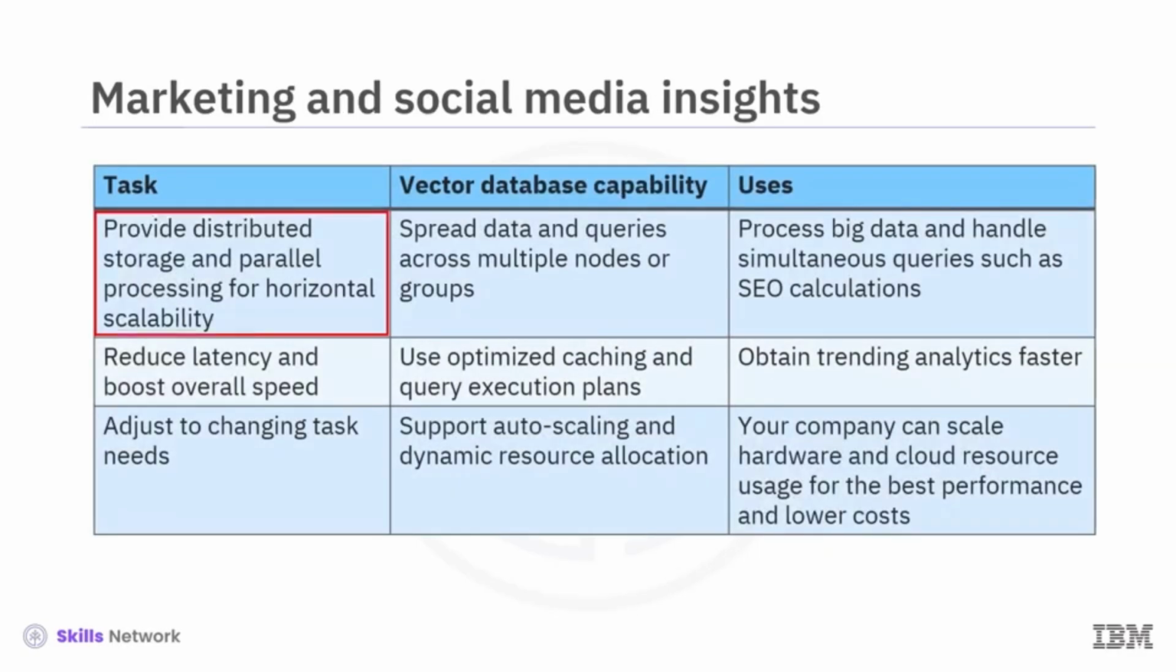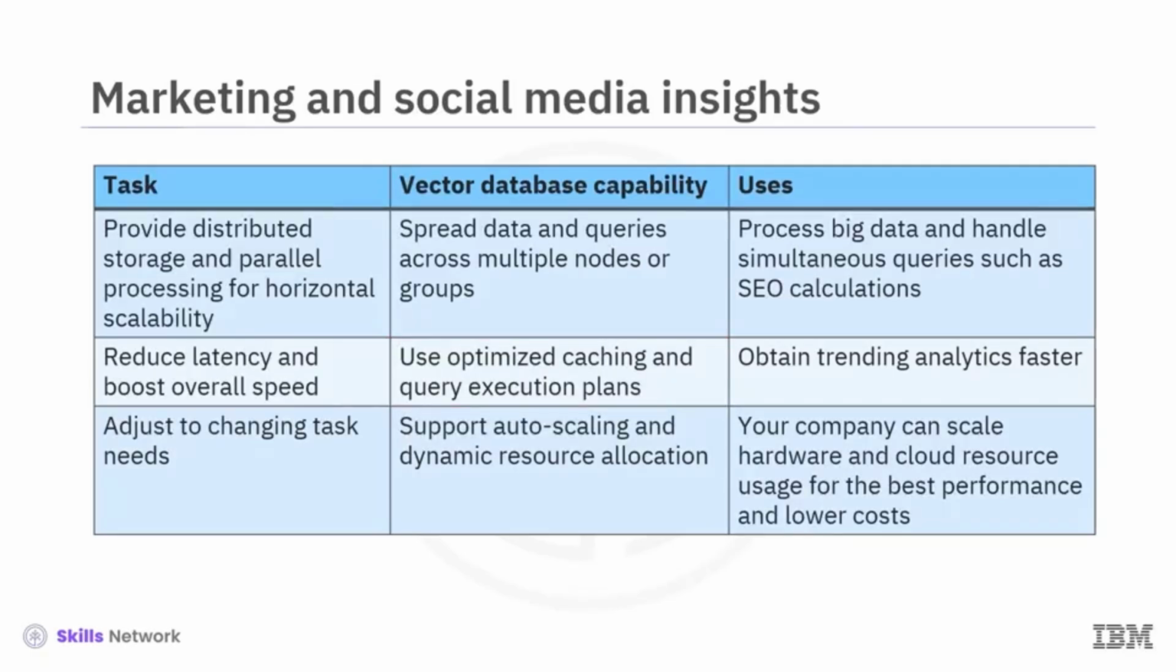Vector databases provide distributed storage and parallel processing for horizontal scalability by distributing data and queries across multiple nodes or groups. This capability enables marketing and social sites to process big data and handle simultaneous queries for SEO calculations and user profile management. To reduce latency and boost overall speed, vector databases also use optimized caching and query execution plans.